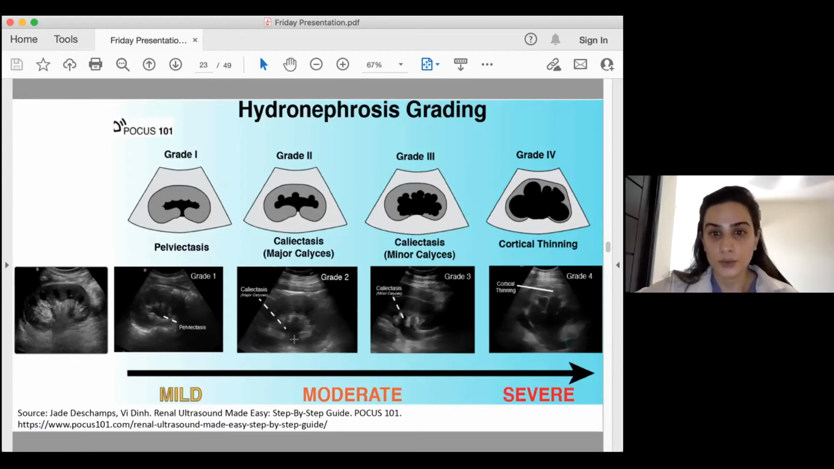In grade 2, we can see how the major calyces are starting to be affected. In grade 3, now we have involvement of the minor calyces. And in grade 4, we can see now that they are quite wide, and also that the cortex appears visibly thinner. In all of these, the cortex maintains some level of thickness, but here there is quite a bit of atrophy that is occurring.